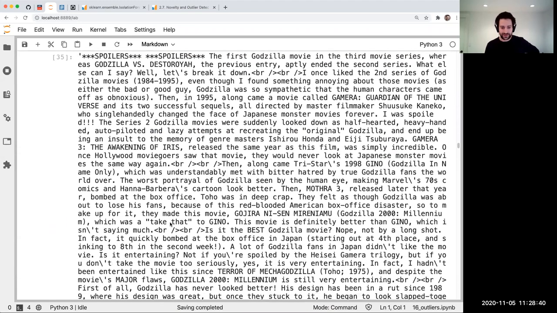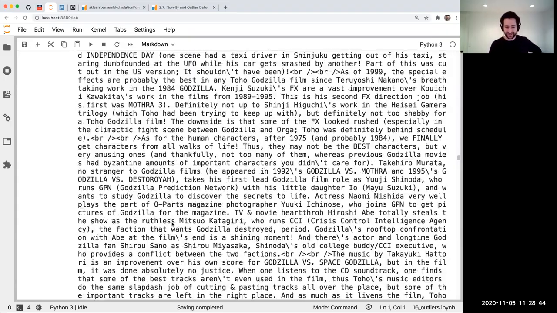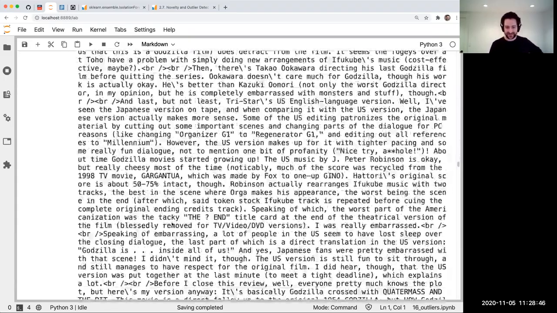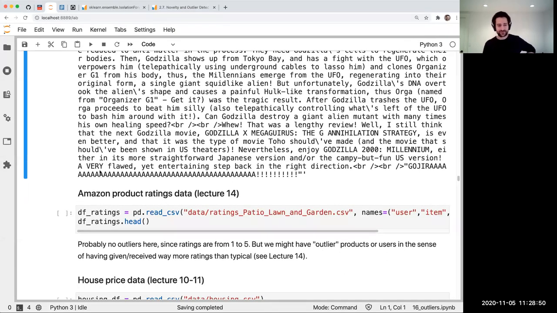So I guess that would be your outlier when it came to movie reviews. I can't even process this. Okay. Anyway, that was more just for fun. It's a bit hard to say what outlier is in terms of text.